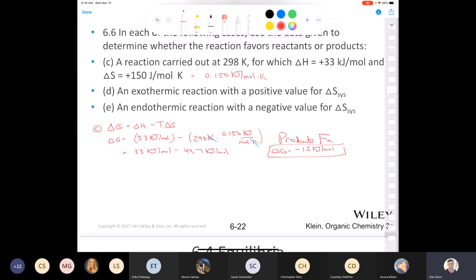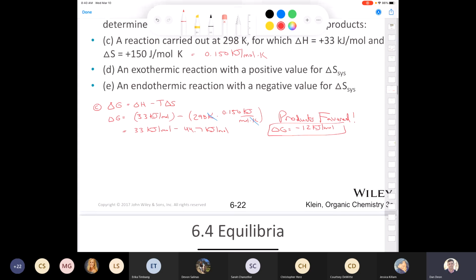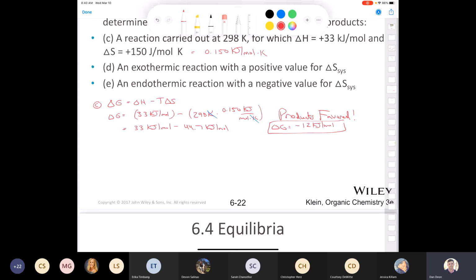Products favored. Give me a thumbs up if you know how to use the delta G equation. Delta G is equal to delta H minus T delta S. Hope so. Okay. I know you do because you all passed general chemistry too. Okay, I know that for sure.